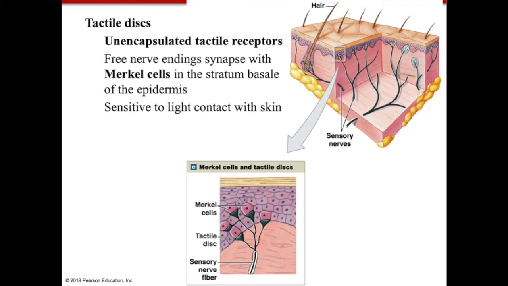If you're touching someone with a heavy object, the object will cause a greater distortion that needs to be sensed by deeper receptors. So these are the three unencapsulated tactile receptors.